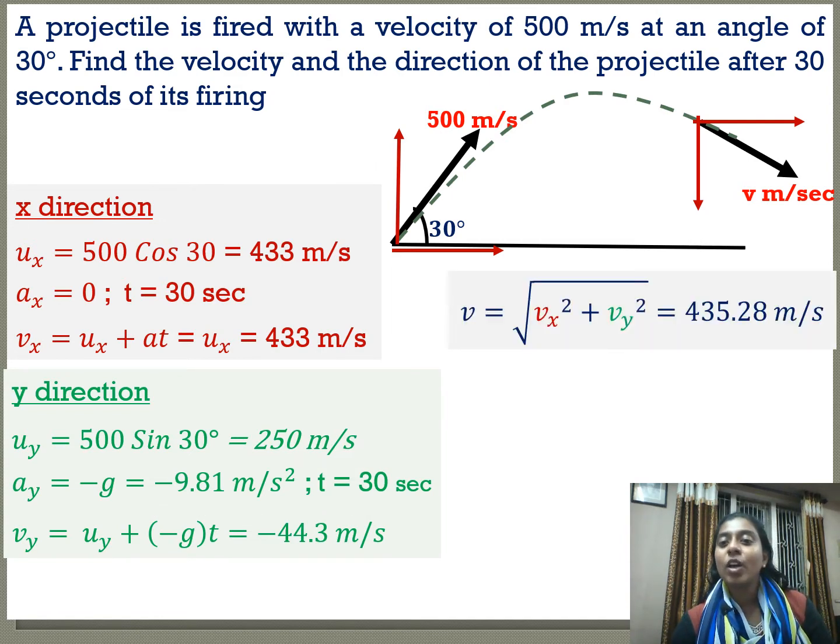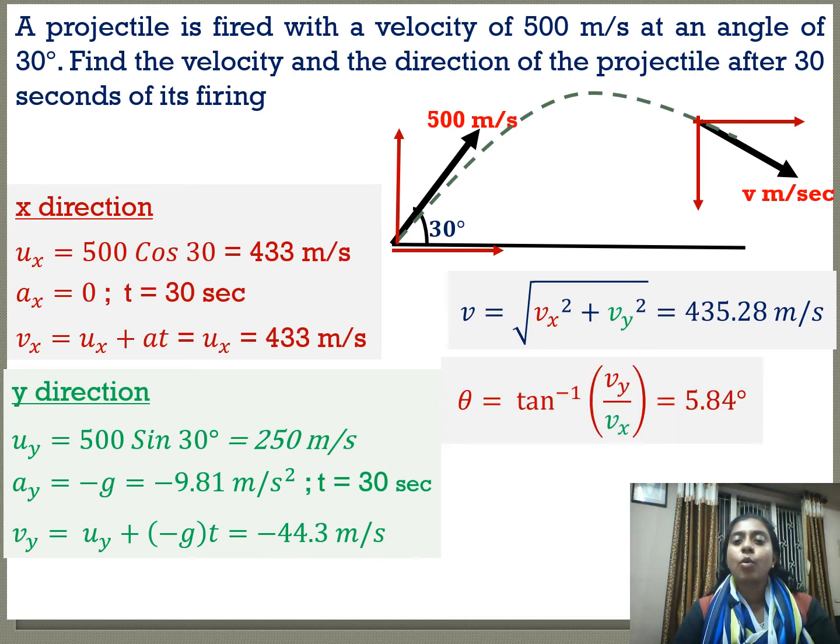Now the velocity after 30 seconds, that is at this point, our velocity will be equal to the square root of vx square plus vy square. vx is v cos theta and vy is v sin theta. We have already found vx as 433 and vy as minus 44.3. So we take the square root of these, and we get 435.28 meter per second. Now theta is equal to tan inverse of vy by vx. So we get 5.84 degrees.